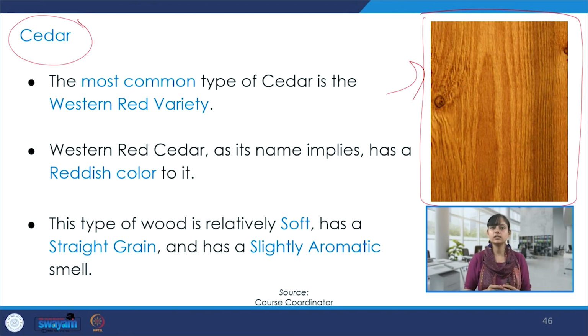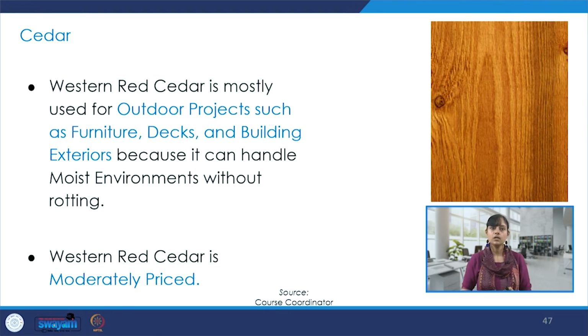The western red cedar, as its name implies, has a reddish color. It's of course a softwood, it has a straight grain and it is slightly aromatic, which can be used for very specific projects capitalizing on this quality and property of the aromatic smell of cedar. So the western red cedar is mostly used for outdoor projects such as furniture.